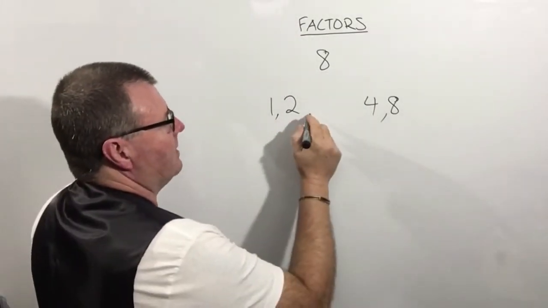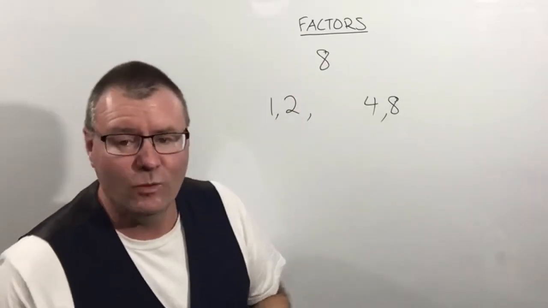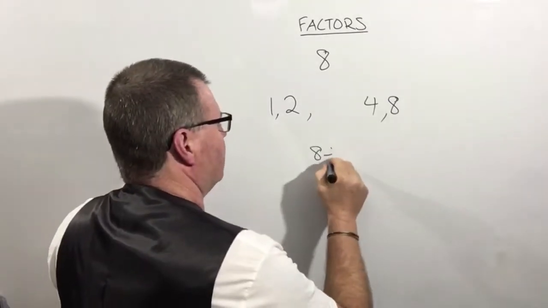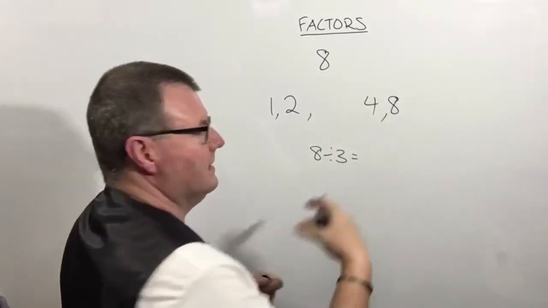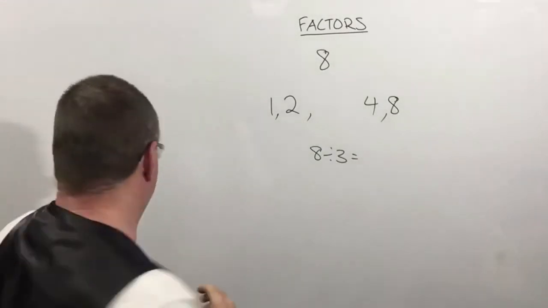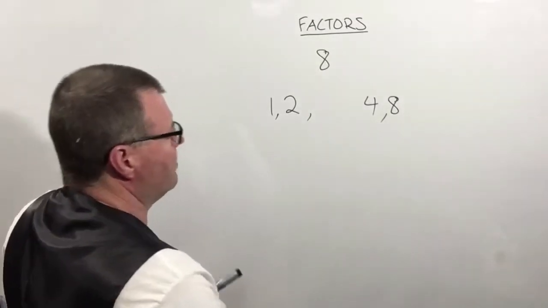Let's look at the next number. 3. Does 3 fit into 8? No, it doesn't. And how could I check? Well, I could use my calculator. I could simply say, well, what is 8 divided by 3? And it'll be some number that's got decimals. So if it's not a whole number, then it's not a factor. So I know that 3 isn't.